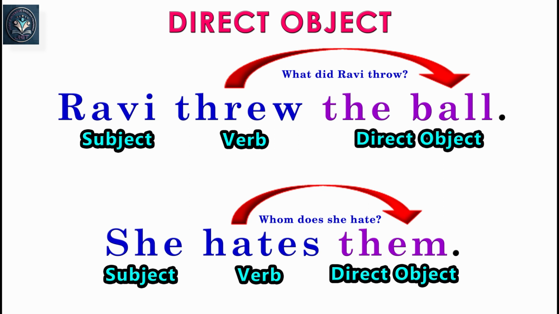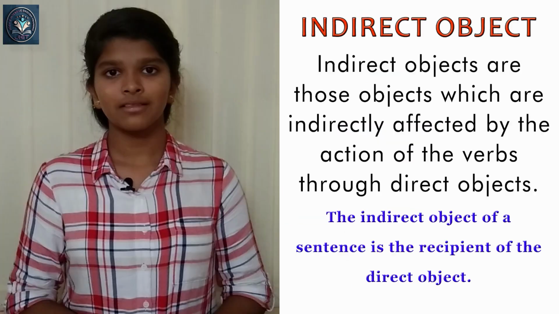In the first sentence, if we ask, "What did Ravi throw?" the answer we get is the ball. Thus, the ball is the direct object of the verb threw in this sentence. In the second sentence, if we ask, "Whom does she hate?" the answer we get is them. Thus, them is the direct object of the verb hate in this sentence.